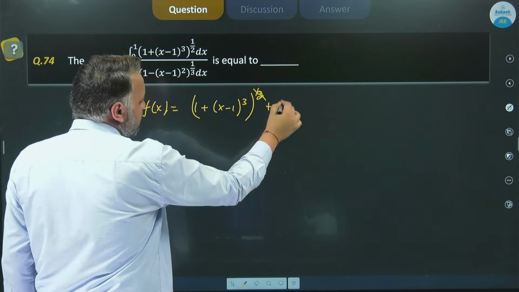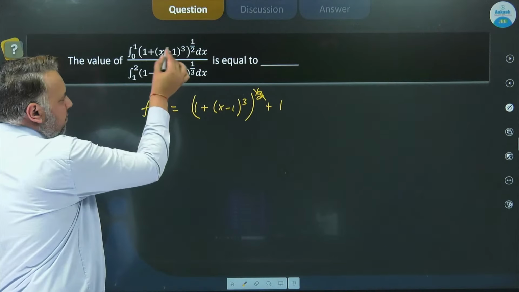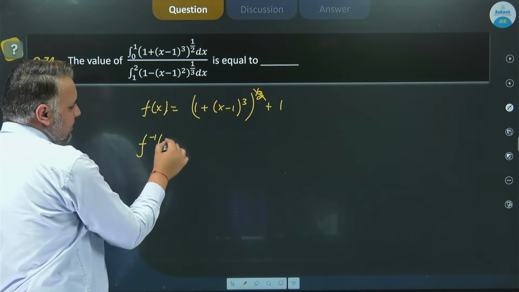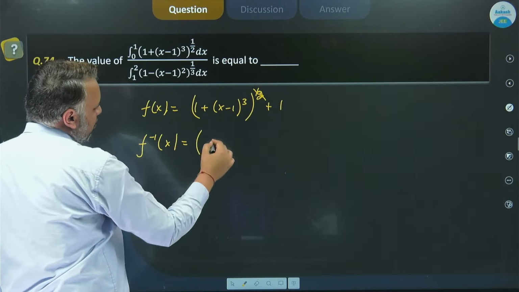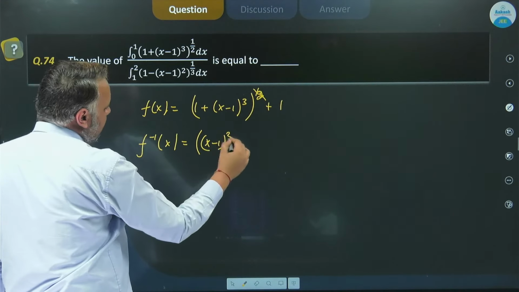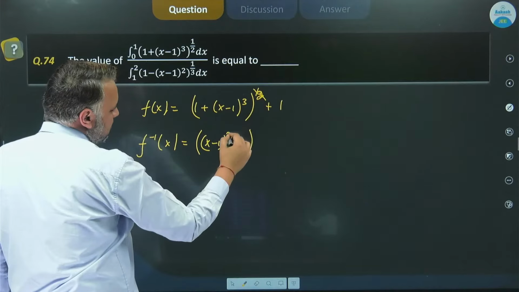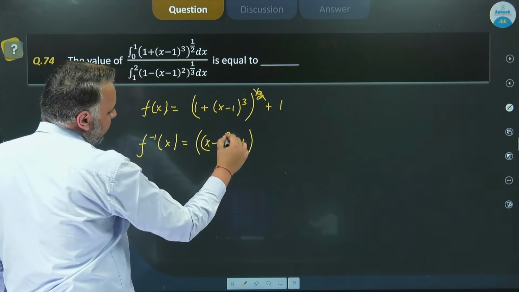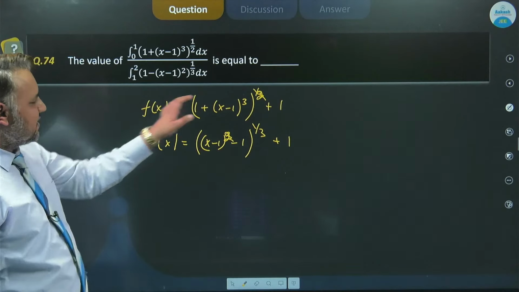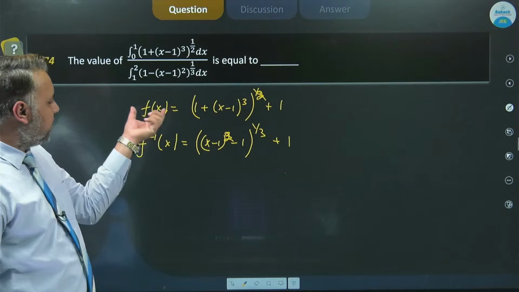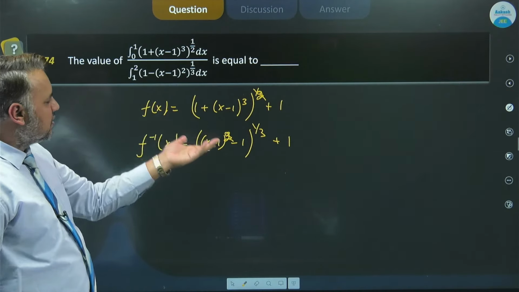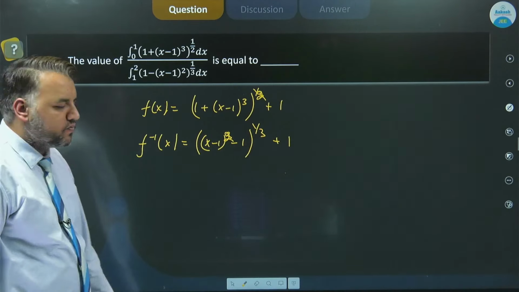If this is f(x), if I add 1 in the above expression, then f inverse x will be nothing but ((x - 1)^2 - 1)^(1/3) + 1. You can calculate this. If f(x) is this, then f inverse x will be this only. If I put x here and this y, then that will be ((x - y)^2 - 1)^(1/3) + 1.